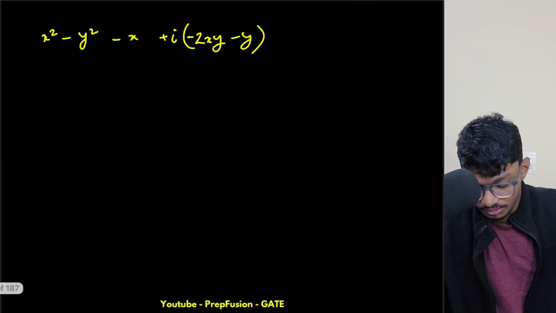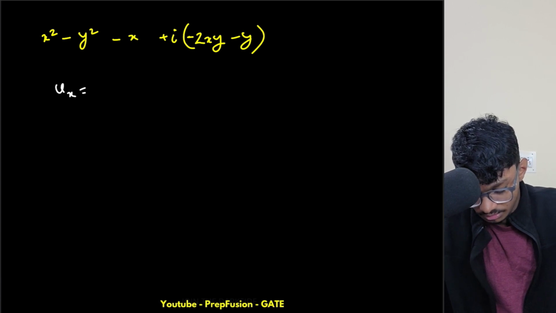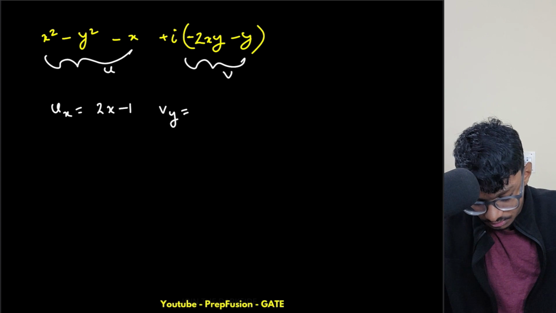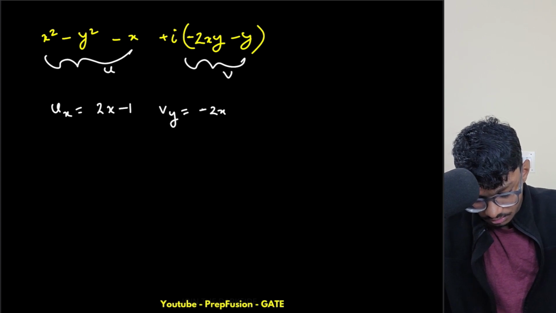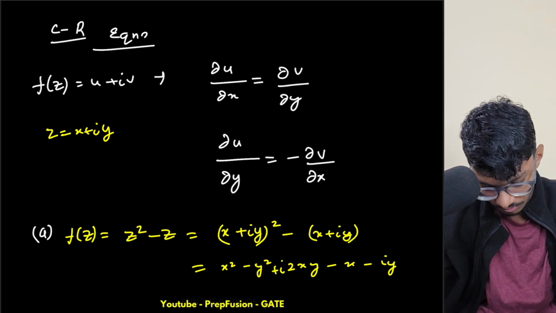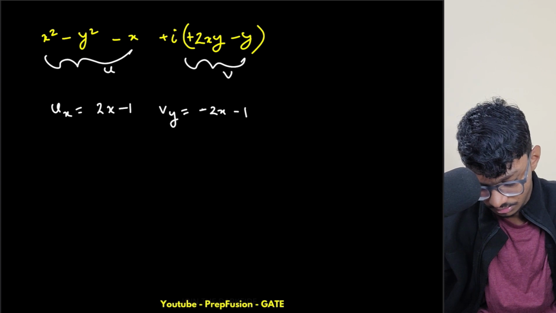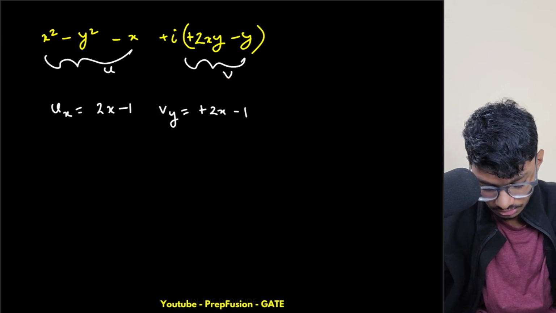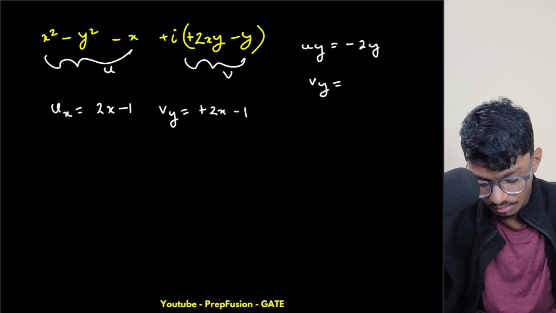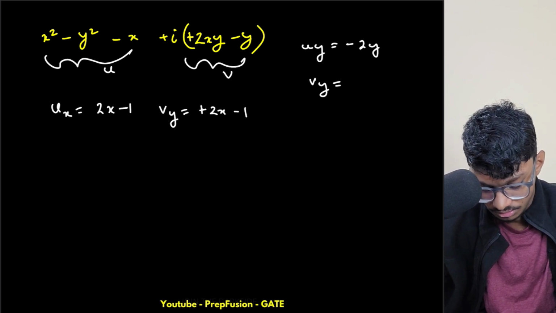So now let's use the Cauchy-Riemann equations. First we have to find ux. What is ux? ux is 2x minus 1. What is vy? vy is 2x minus 1. Sorry, I missed a plus over here, this will be plus ixy, so this is also plus. So yes, ux equals vy. Fine. Then let's find uy. uy equals minus 2y, and vx I have to find.